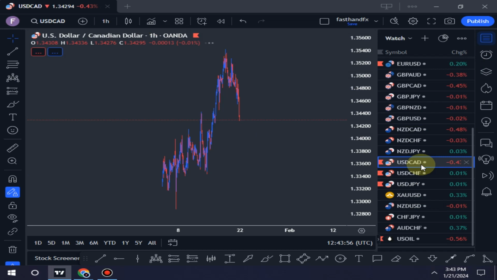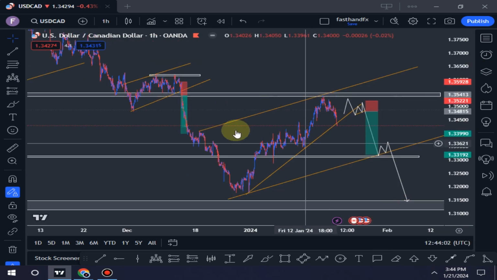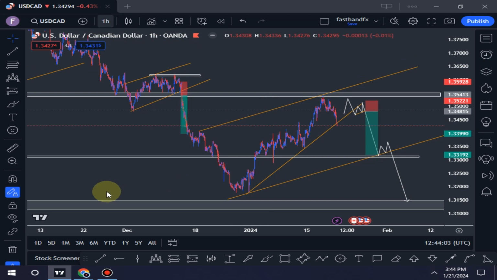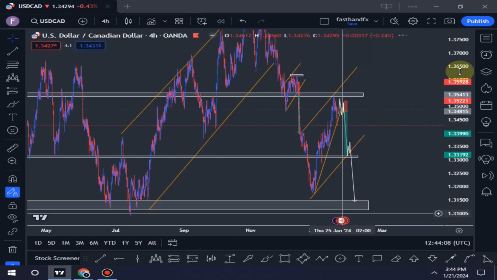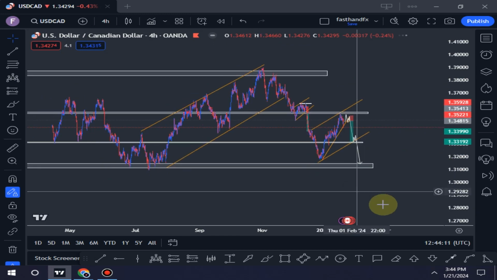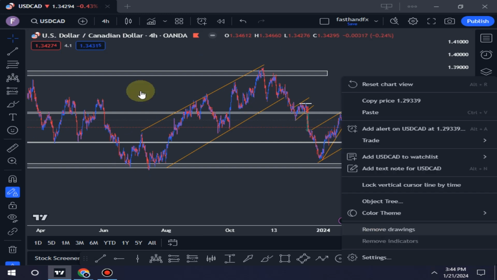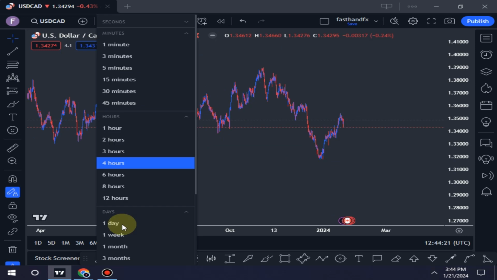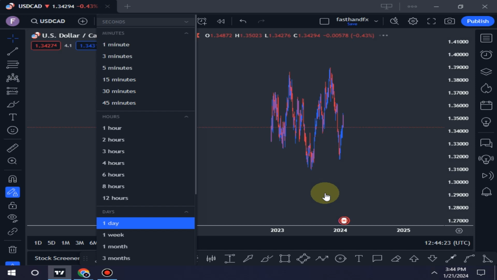USD CAD. Okay, now see USD CAD, we made the entry on Friday, but because of the news that was coming, that's why we decided to close the positions. So I'll remove everything and start afresh. So let's start from the weekly. Let's just hit the weekly.